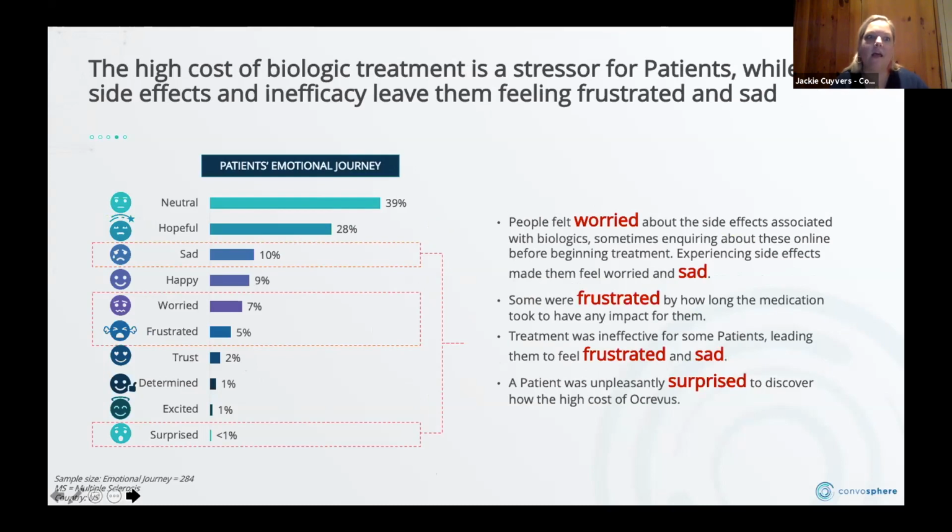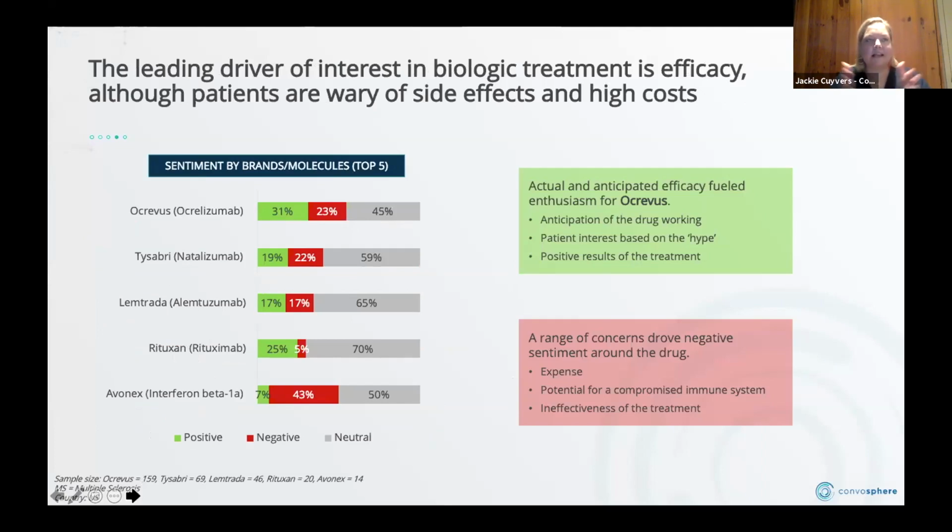However, the negative drivers of conversations around biologics: because this is the US, one of the pain points or barriers here is the cost of the treatment. So that is prohibitive for some patients. That led to some of them being frustrated and sad and worried about the cost, and then also concerned about potential side effects and the overall experience. So that's at a category level.